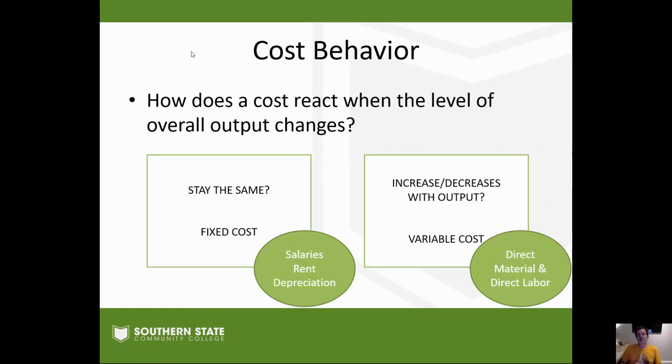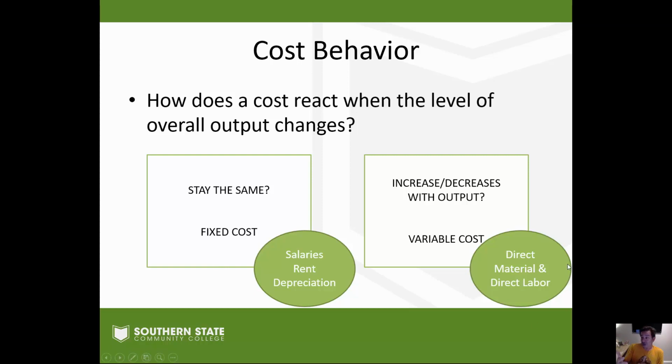Cost behavior simply refers to how a cost reacts when our level of output changes. When we make more items, how does that cost react? Does it stay the same? Well, if it does, it's a fixed cost. Salaries, rent, and depreciation, if it's done on straight line, stay the same regardless of whether we make 0 units or whether we make 10,000 units.